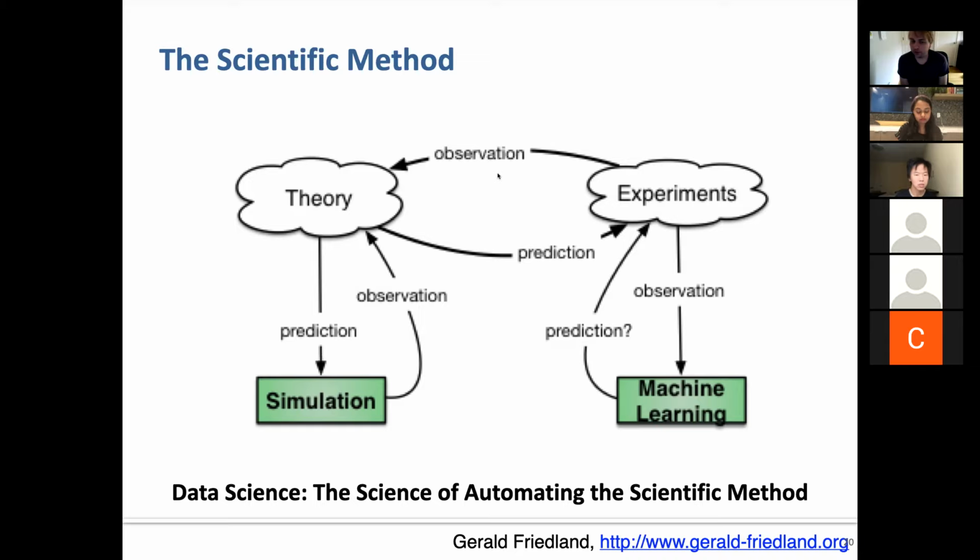And why is it even a science? Well, it's a science because it turns out we have observations about how data behaves in general that we can apply to the automatization.